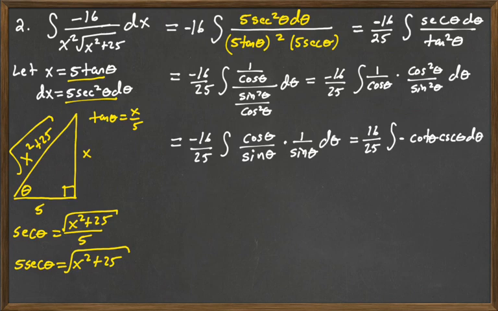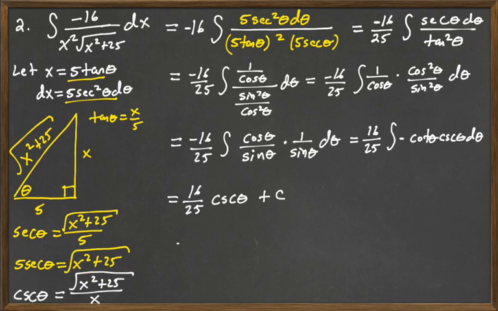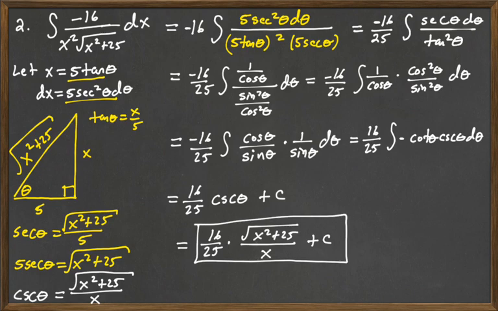And if you recall, that antiderivative is going to be the cosecant of theta. Okay. Cosecant of theta is going to be the hypotenuse over the opposite side, so that's going to be the square root of x squared plus 25 all over x. So we have 16 over 25. Cosecant is the square root of x squared plus 25 divided by x, and then plus your constant of integration.